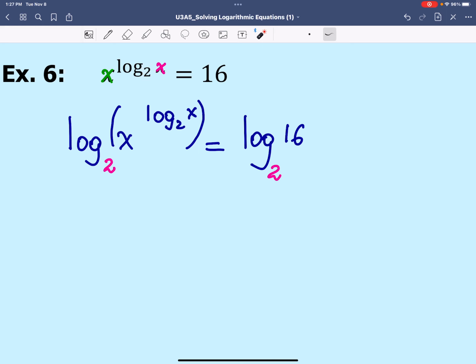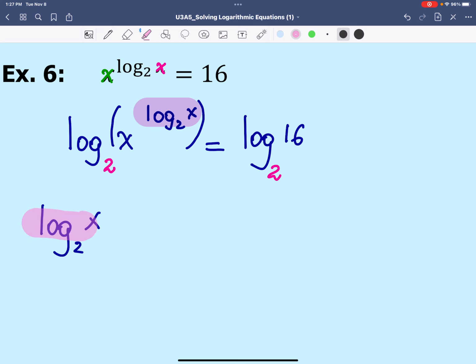So in this case, we have log with base 2 of x equals log with base 2 of 16. So I hope you can see here the power law of logarithms. So this is the exponent, right? And the exponent can come to the front as a coefficient. So we're going to go ahead and write down here log with base 2 of x.